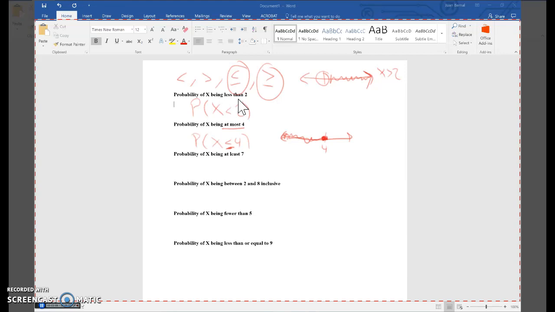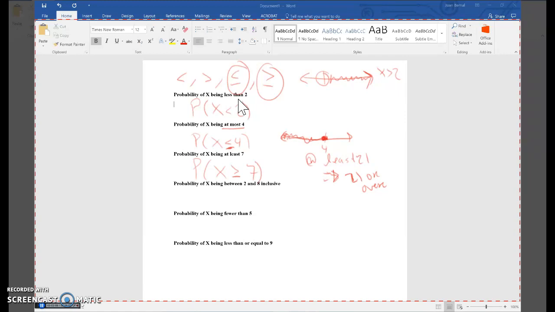Now, this says probability of x being at least 7. So what does that mean? Whenever I say at least something, let's say at least 21, you have to be at least 21 to get into the club. This means you have to be 21 or over. That's all it means. So if it says at least 7, that means you have to be 7 or over. You start at 7, 7 is included, or anything greater than 7. So this is probability of x, and here's 7, greater than or equal to 7.